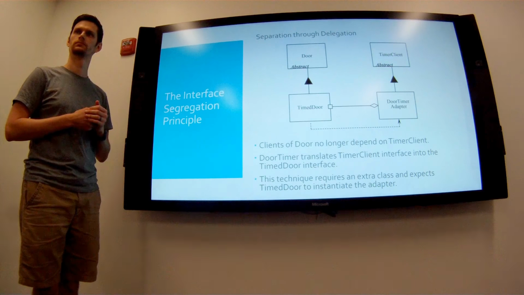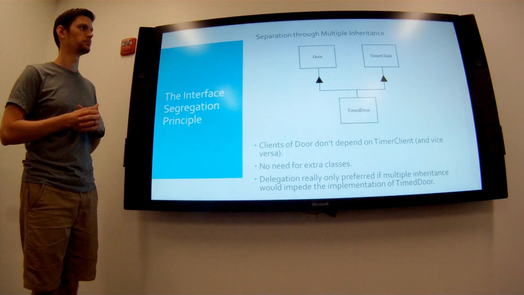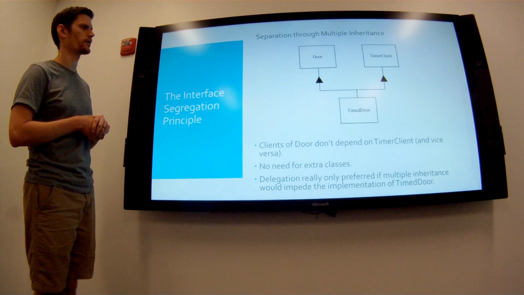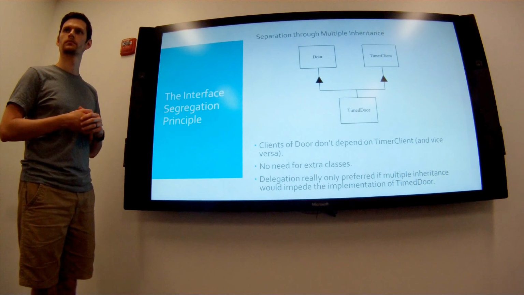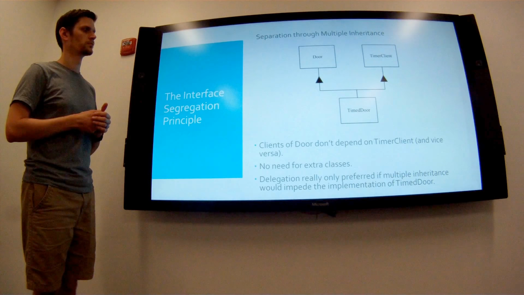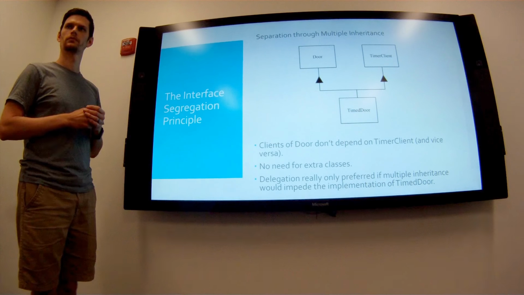In your multiple inheritance, did you show timer client? Okay, you didn't show it as an abstract class. Yeah, I don't know why it got dropped abstract there. Because that puts a little more of an onus on timed door. If it's abstract, it has some pure virtual functions, and it has to override them.